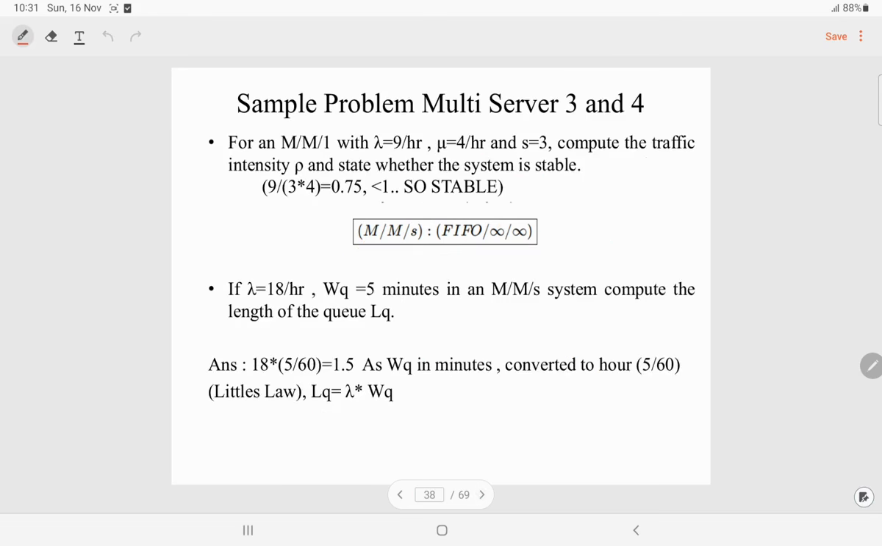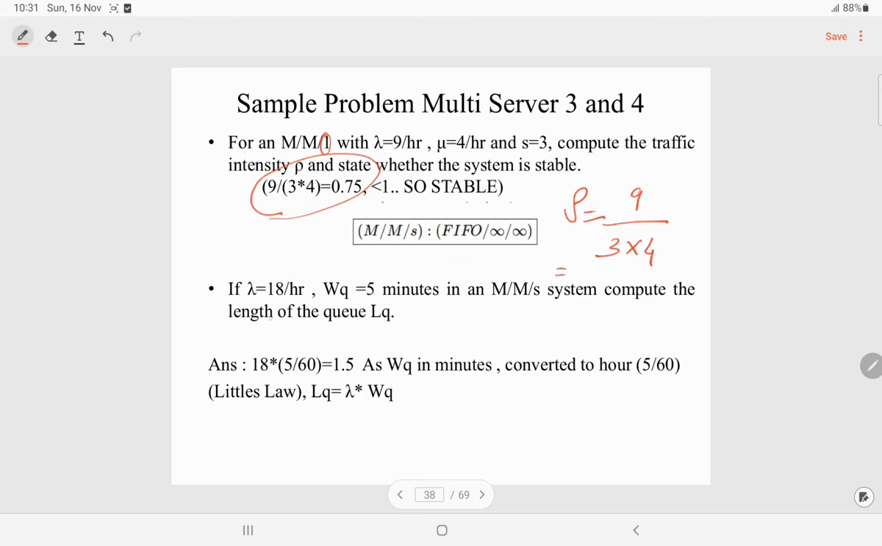Another question is that for an M/M/S queue with lambda equal to 9, mu equal to 4 and S equal to 3, compute the traffic intensity rho. Actually here it should have been 3, wrongly mentioned here. So the traffic intensity is rho equal to 9 divided by 3 into 4, that is 9 by 12, which is 0.75. We can say that the system is stable.